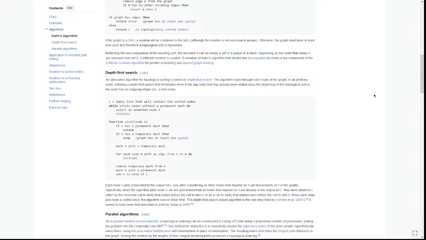An alternative algorithm for topological sorting is based on depth first search. The algorithm loops through each node of the graph in an arbitrary order, initiating a depth first search that terminates when it hits any node that has already been visited since the beginning of the topological sort, or the node has no outgoing edges.